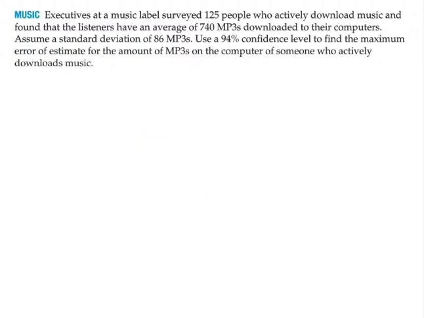Executives at a music label surveyed 125 people who actively download music and found that the listeners have an average of 740 MP3s downloaded to their computers. Assume a standard deviation of 86 MP3s. Use a 94% confidence level to find the maximum error of estimate for the amount of MP3s on the computer of someone who actively downloads music. Now this is exactly like the problem before. The difference is what? Yeah, inverse norm, because you want a 94% confidence level.